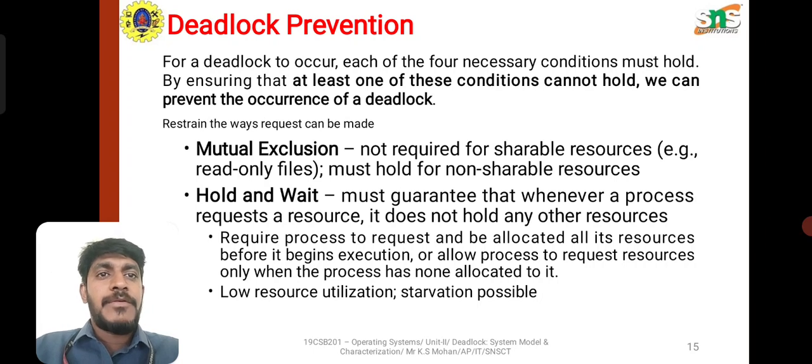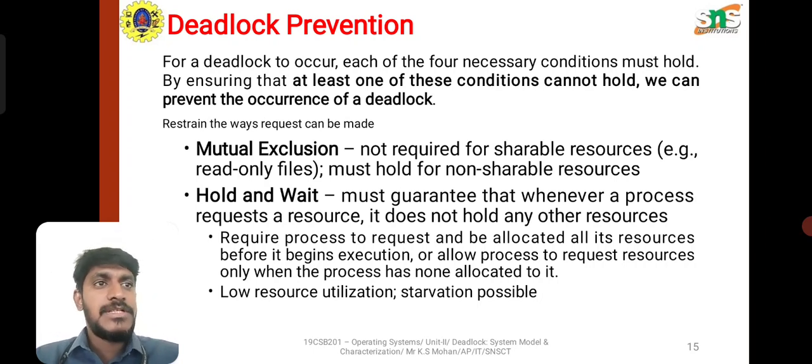So deadlock prevention can happen if at least one of these conditions does not hold, and then we can prevent the occurrence of deadlock. First, mutual exclusion: it is not required for shareable resources, for example read-only files, but it must hold for non-shareable resources.